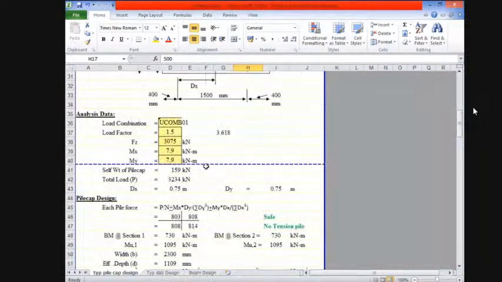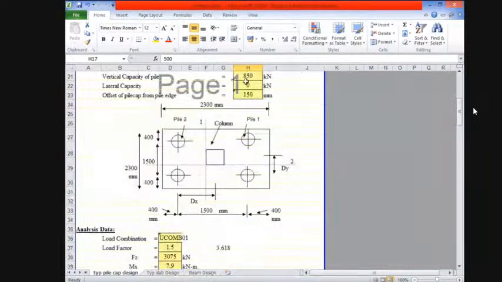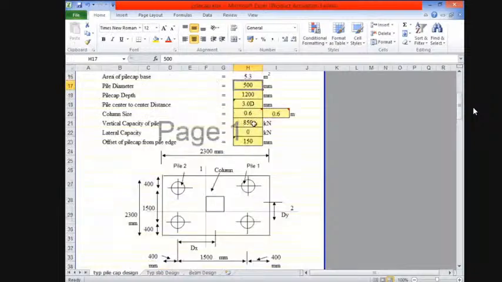The load is coming in your column, and your capacity will be some 3000. So 10,000 divided by 3000, again you are getting 3 point something. So 4 number of piles is sufficient. So based on that, you have to fix your pile diameter and capacity also.